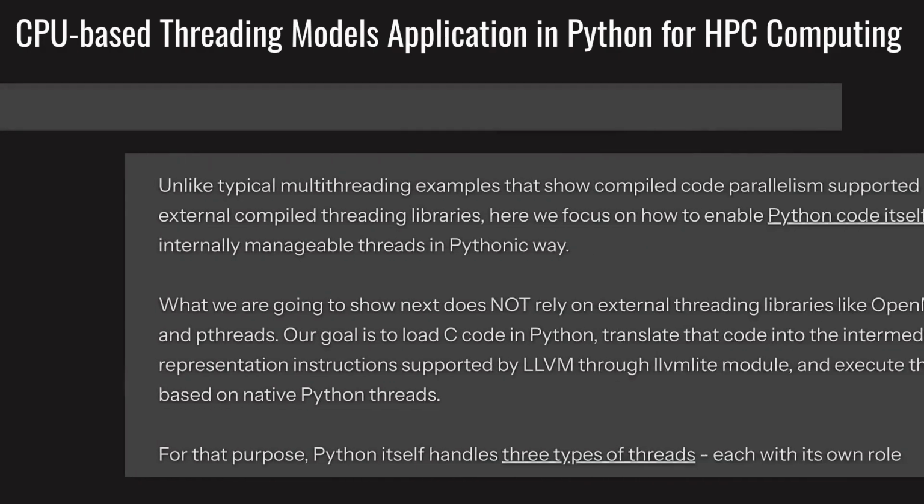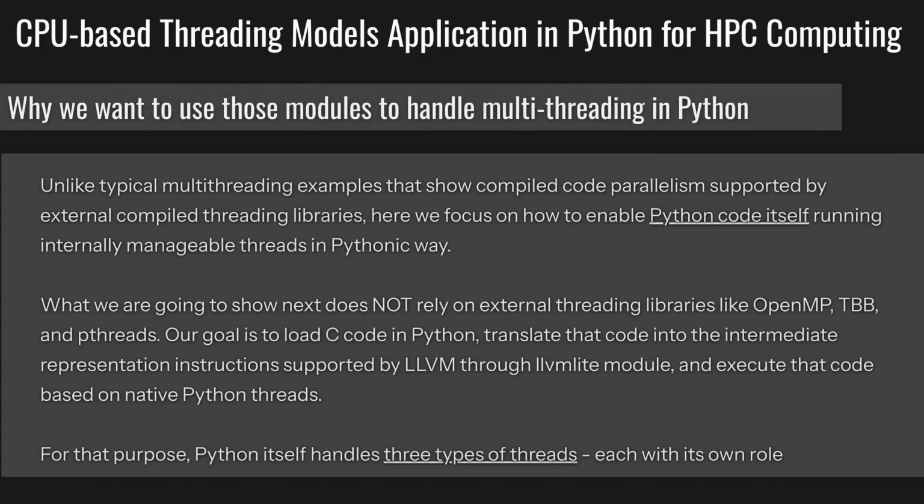Unlike typical multi-threading examples that show compiled code parallelism, supported by external compiled threading libraries, here we focus on Python code itself, running internally manageable threads in a Pythonic way. Therefore, what we are going to show next does not rely on external threading libraries like OpenMP, TBB, and pthreads. Our goal is to load C code in Python, translate that code into the intermediate representation instructions supported by LLVM through the LLVM-Lite module, and execute that code using native Python threads.